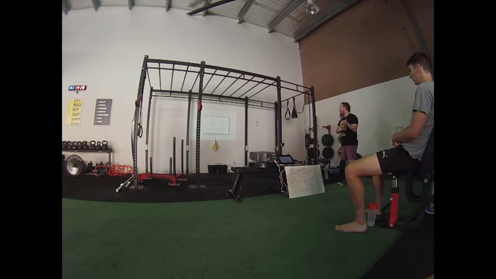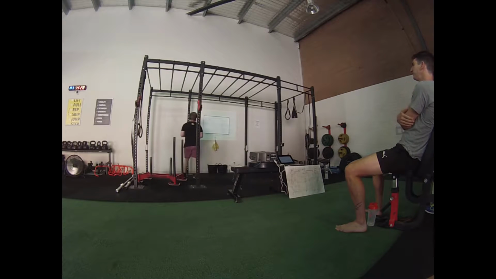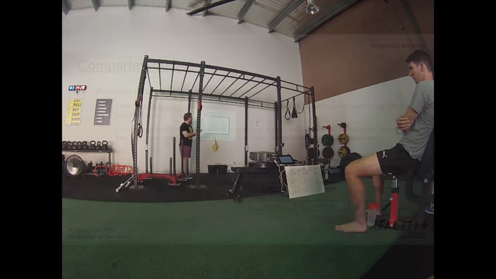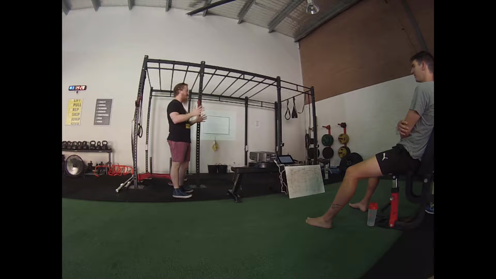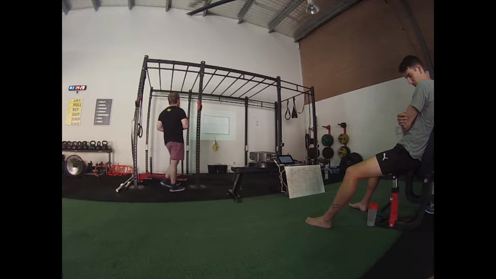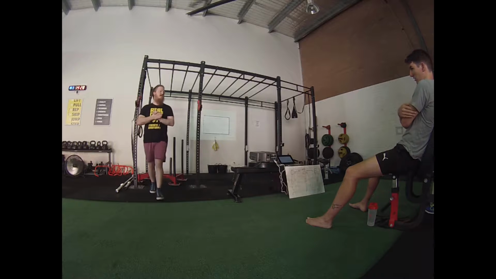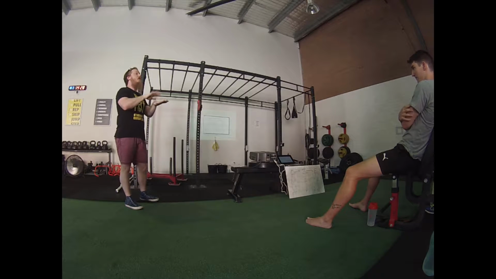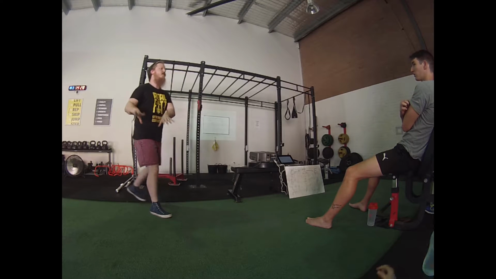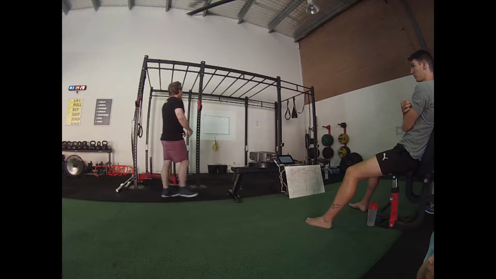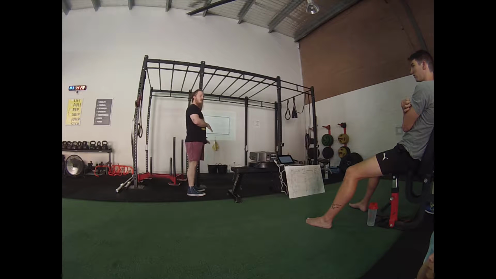Talked about prioritising passive stress over active stress. Right. Passive demands of an exercise exceed the client's capacity. You have to modify the exercise. Right? It's basically a non-negotiable thing. You're not changing the shape of that bone or the length of it. It's a limitation you have to work within. However, exercises should exceed the active capacity of your clients. The question is whether it exceeds it too far. Right? So it's like, I want a challenge, but I want a challenge I can do. Right? You've got to get them there in steps. If the active stress is an issue, that's when we start looking at progressions.